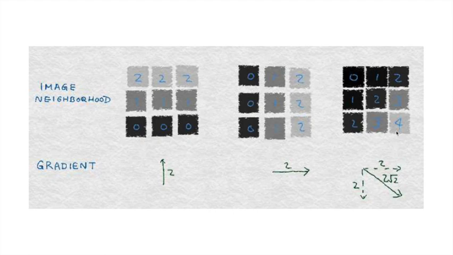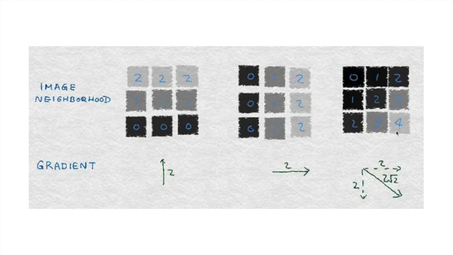Okay, in this example of simple gradients composed of vertical and horizontal gradients, each example is an image of 9 pixels, and each pixel is labeled with a grayscale value. Basically, the smaller the number, the darker the color. The gradient for the center pixel is shown below the image.